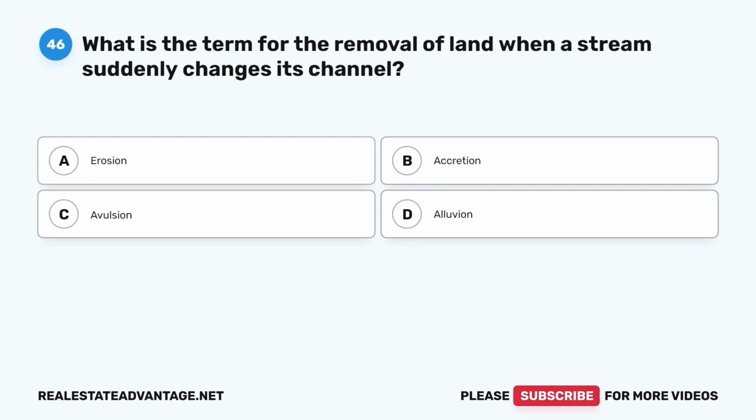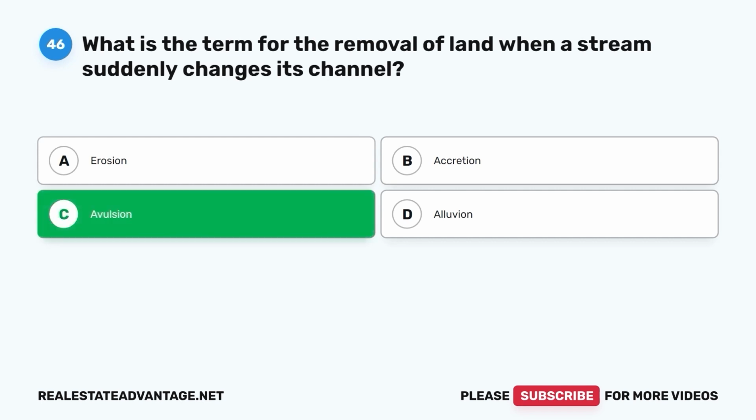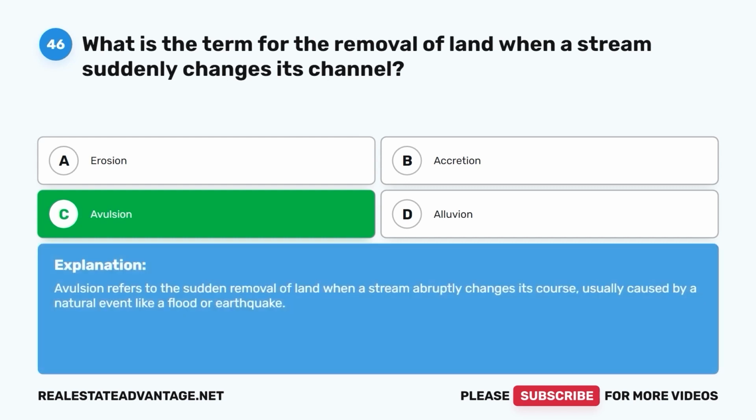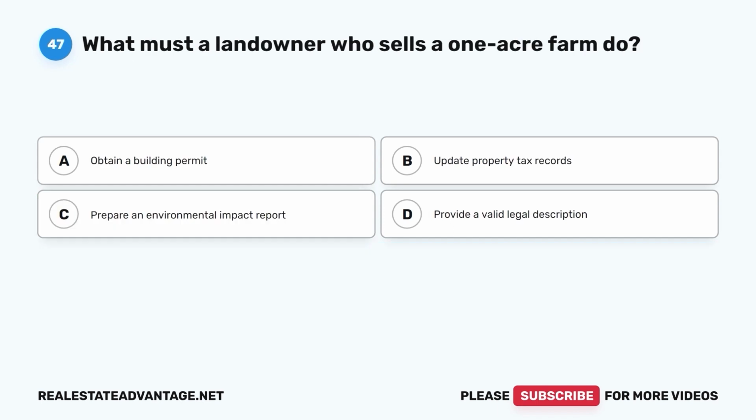Question 46. What is the term for the removal of land when a stream suddenly changes its channel? A. Erosion. B. Accretion. C. Avulsion. D. Alluvion. The correct answer is C. Avulsion. Avulsion refers to the sudden removal of land when a stream abruptly changes its course, usually caused by a natural event like a flood or earthquake.